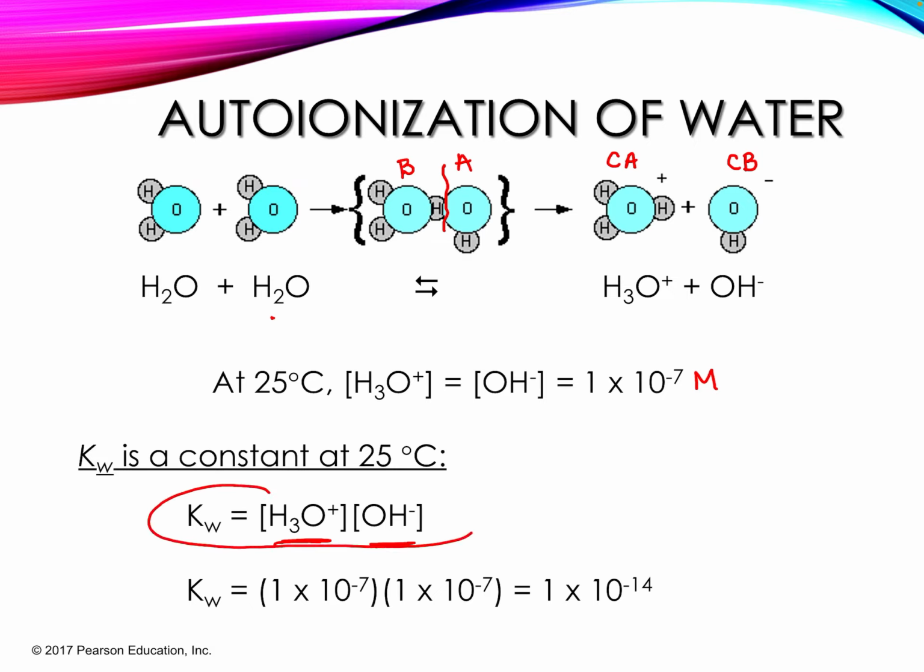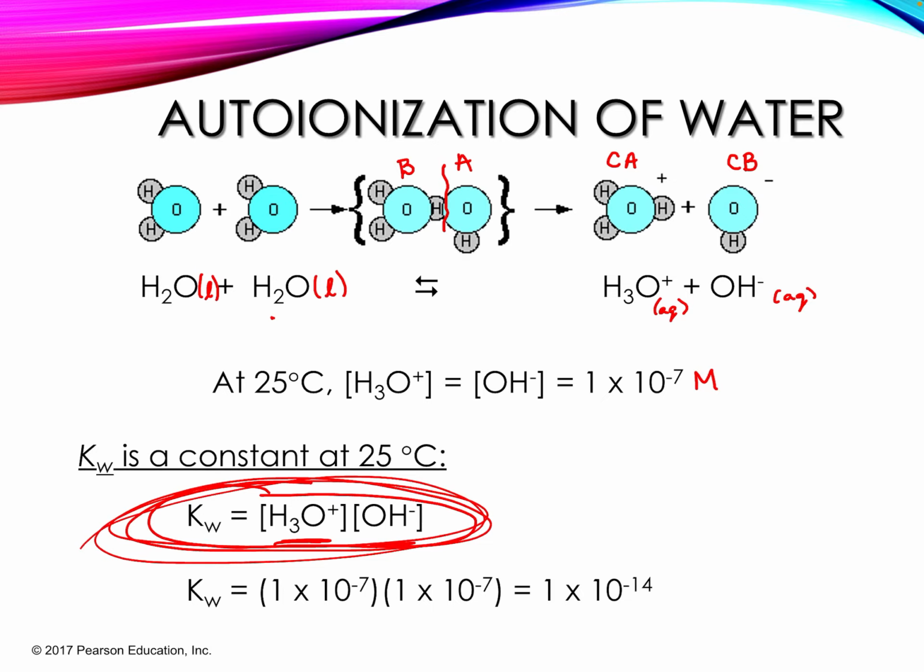Here, when we were writing Kw, remember we don't include pure liquids. So that would be why we didn't include these water molecules on the bottom, but we did include these aqueous ions on the top. Okay, so Kw is equal to hydronium times hydroxide. This will be a very important equation for you moving forward. I would write it down somewhere. I would also write down this value of Kw. That's going to be important as well.